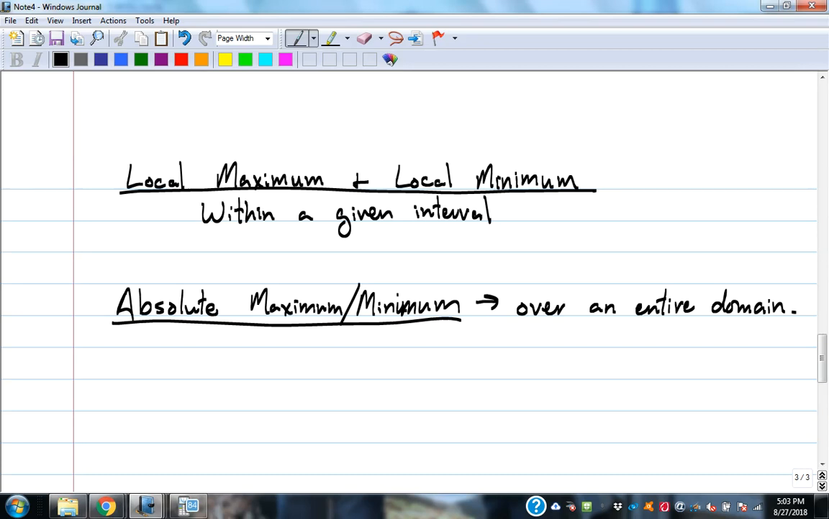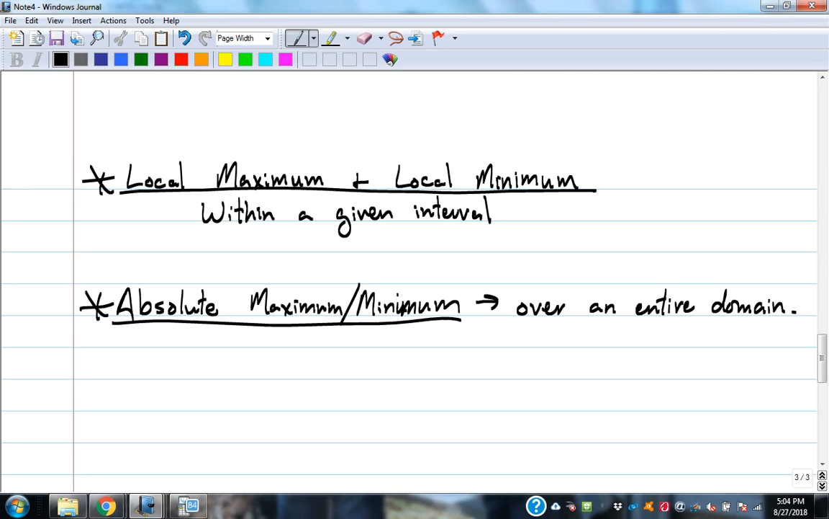So make sure you know the difference in those two: local maxes and mins and absolute maxes and mins. Absolute means across the whole picture. Locals means within a certain given interval, just like looking at the increasing and decreasing intervals. I don't want to do an example of that. Just know the difference in those two, because if it's local, it's within a small window. Absolute is across the whole thing. Okay. All right.